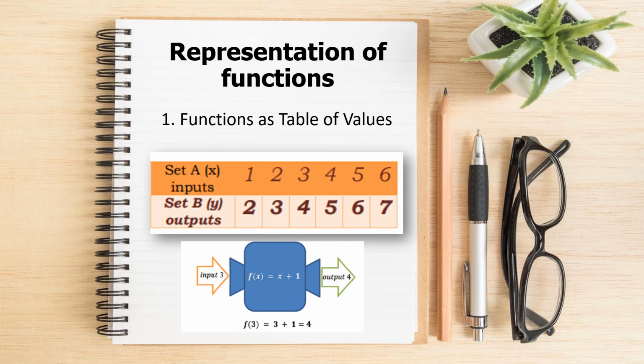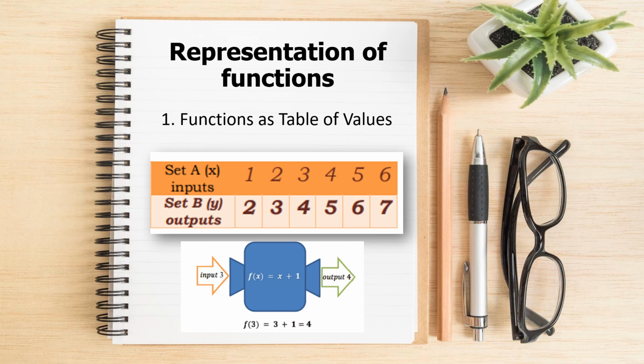So for set A, set of x values. For set B, set of y values. Set A represents your inputs and set B represents your outputs. So set A will be your domain and set B will be your range. So remember that outputs will only depend on your inputs. So when you input different values into a function, you will get different outputs.